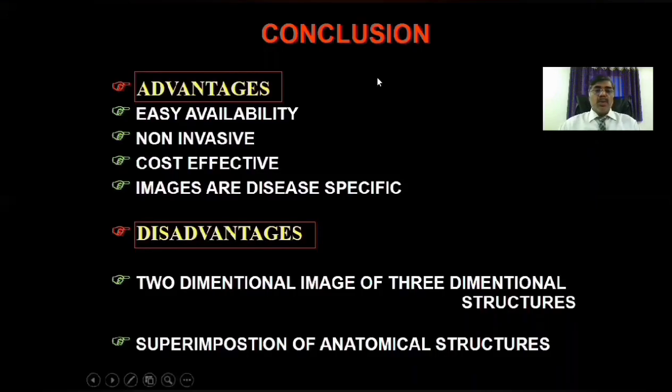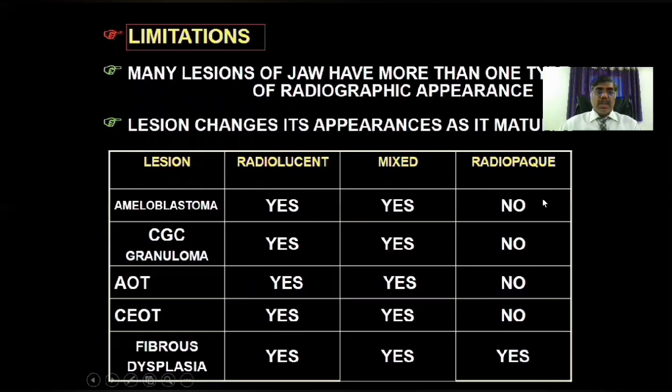So in conclusion, conventional radiographs have a lot of advantages. They are easily available, non-invasive and cost effective. Moreover, the images are disease specific. The disadvantage of conventional radiographs is that they are two-dimensional images of three-dimensional structures. That is the inherent problem of conventional radiographs. And also there will be superimposition of anatomical structures.